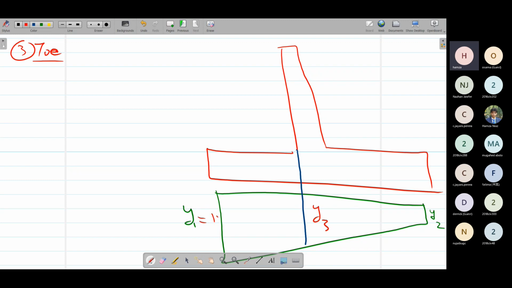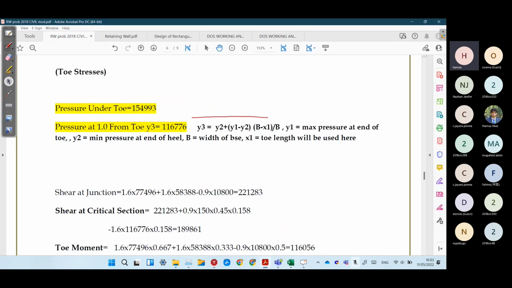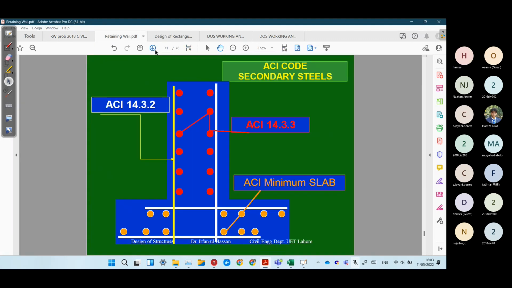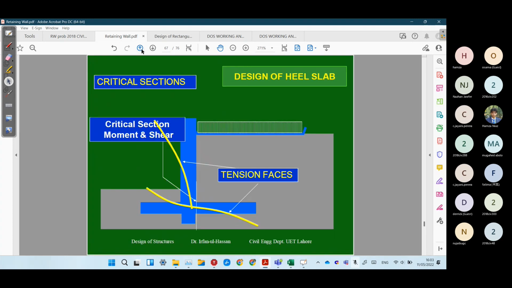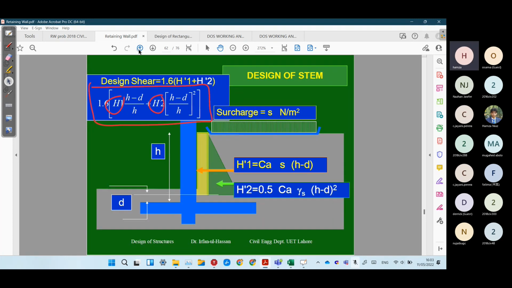So the Y1 value we know as 155, I think. The Y2 value was 25. So the Y3 value we can either calculate using similar triangles like before, or simply this formula is given. We have to memorize this formula, or either way we can use similar triangles to calculate it.